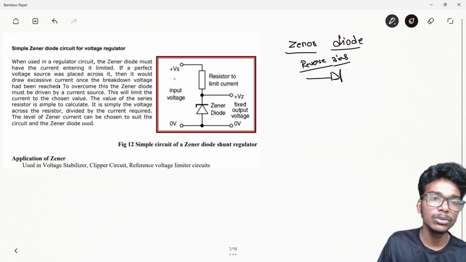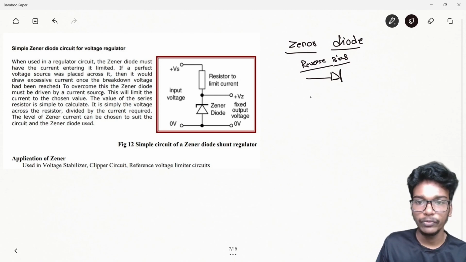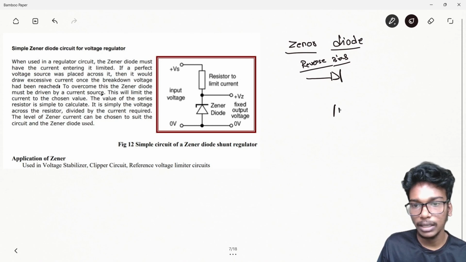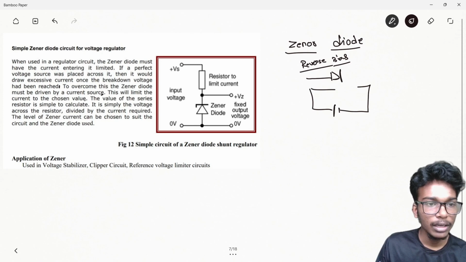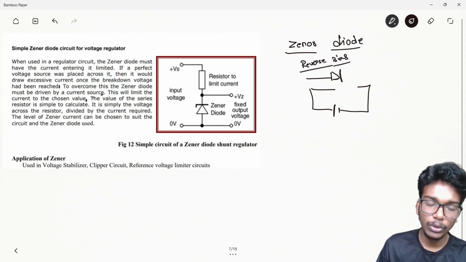What is it going to do? Let's look at it. To overcome this, the Zener diode must be driven by a current source. Here, in a PN junction diode, we are driven by a voltage source, right? We are connecting it, and the whole diode is functioning on the basis of voltage difference. But in a Zener diode, we are going to regulate the whole diode by using a current source. This will limit the current to a chosen value. If we drive it through a current source, we can regulate the current and choose the value we need.